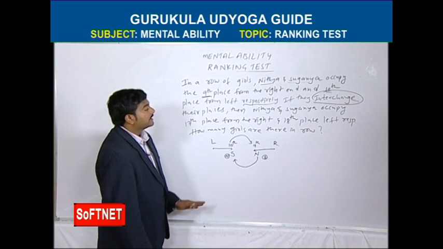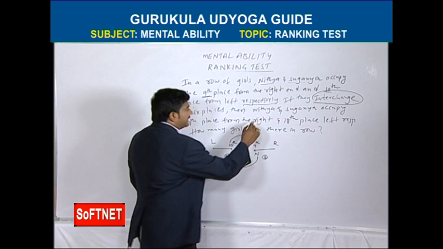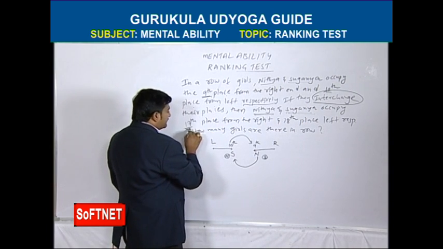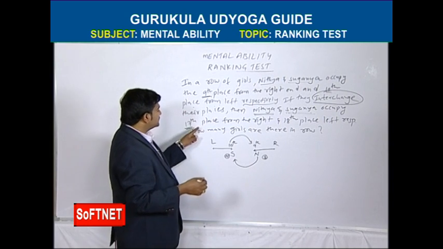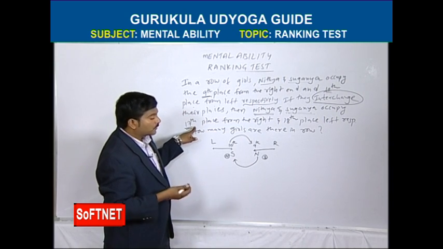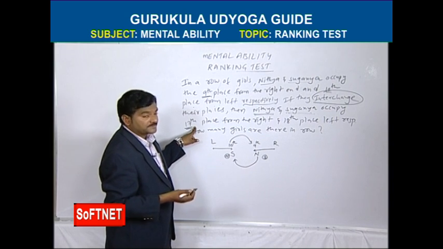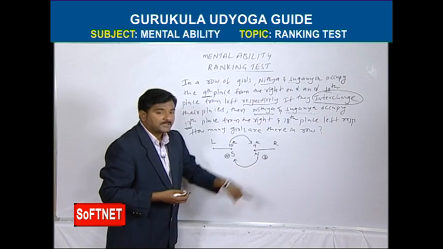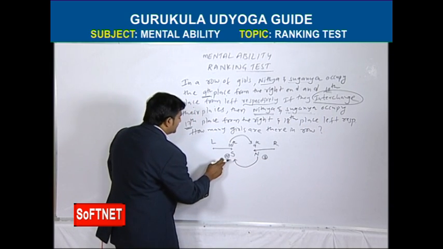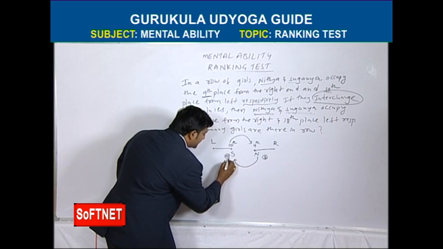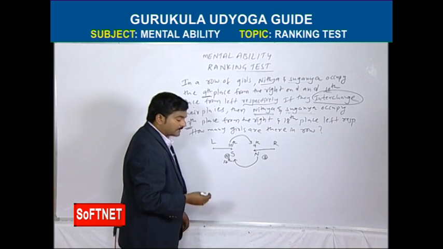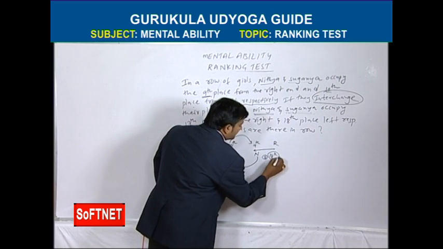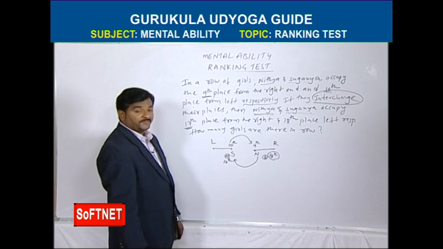Okay, it is clear. After this interchange, next he mentioned that Nitya and Suganya occupy 17th place from the right. Whose place is it? Nitya's place. 17th place from the right and 18th place from the left, respectively. So now Nitya is here, 17th place from the right, and Suganya is here, 18th place from the left.